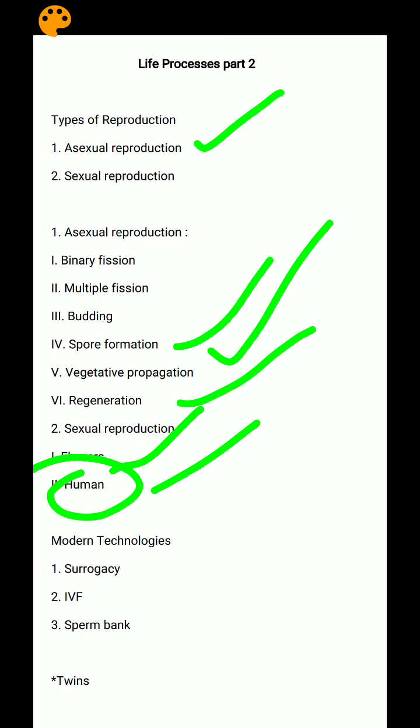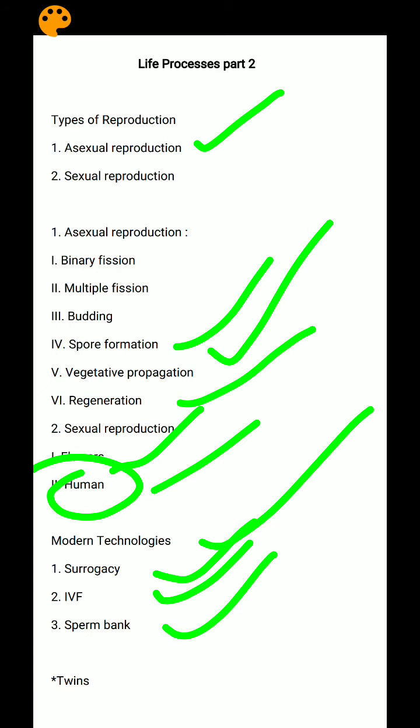Next one is human reproduction. In human reproduction, we have to see the male reproductive system, female reproductive system, the hormones used in the male as well as female reproductive system, the parts and functioning of the parts. Then in the female reproductive system, we also have to study the menstrual cycle. Next point is modern technologies, including surrogacy, IVF. IVF means in vitro fertilization. Next one is sperm banks.